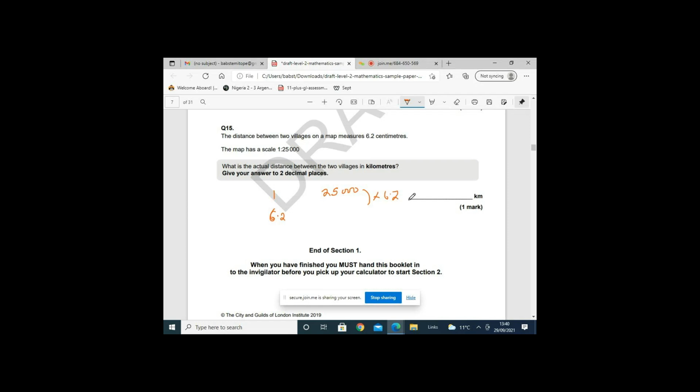Sorry, where did you get that 25,000 from? It's here now. But it's 1.25. No, it's not. This is not a point. This is a ratio. Okay, ratio. So what is 25,000 times 6.2? 25 times 6.2 is 155.